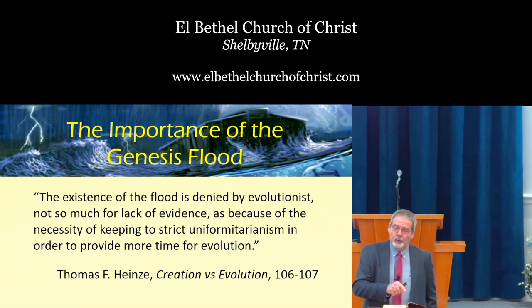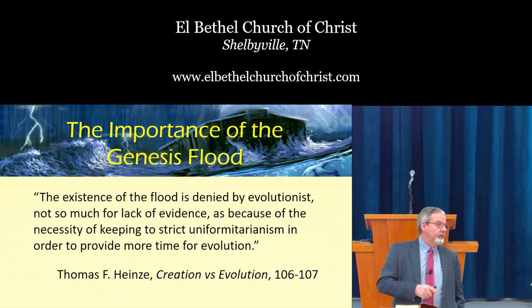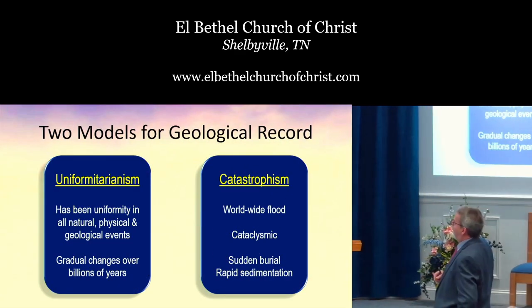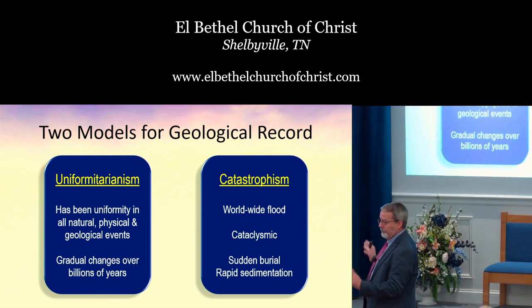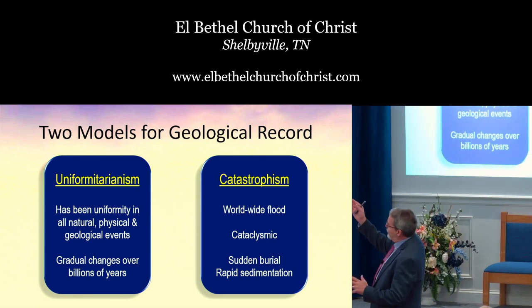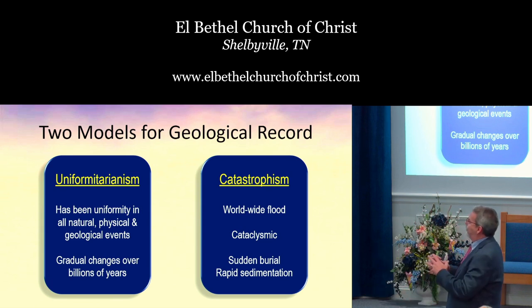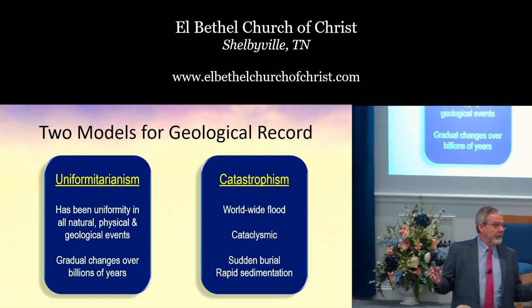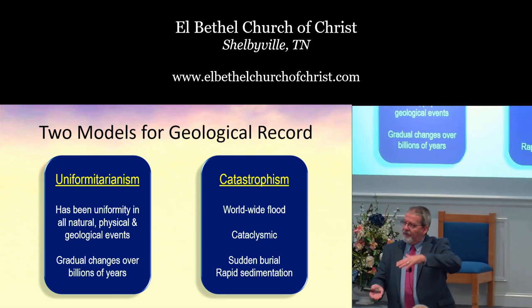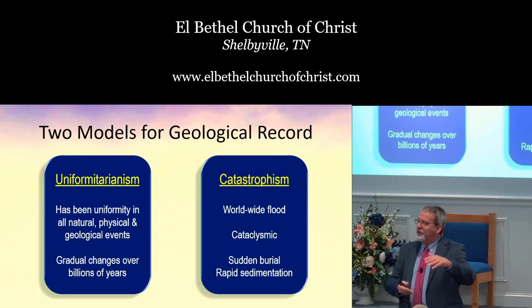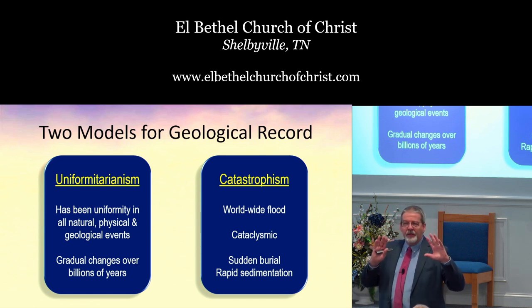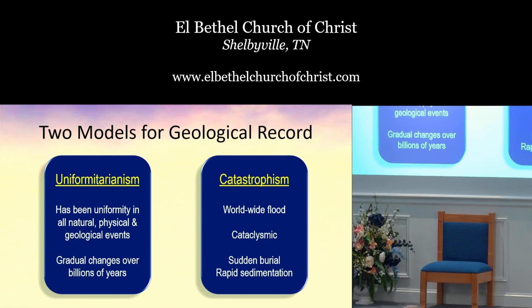If the flood is true, evolution is false. How so? Well, here's the contrast. There are two models for the geological record. How were these rocks formed? The evolutionists argue for uniformitarianism. That is, there has been uniformity all through time, and all things were formed gradually over billions of years. So you see a rock formation and various layers and fossils that happened over millions of years. There is no such thing as a sudden catastrophic event.